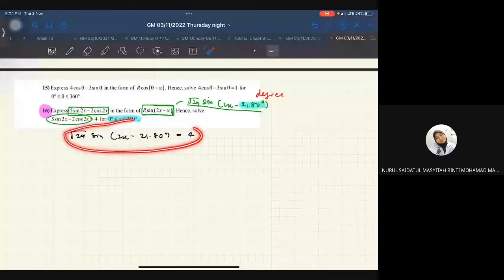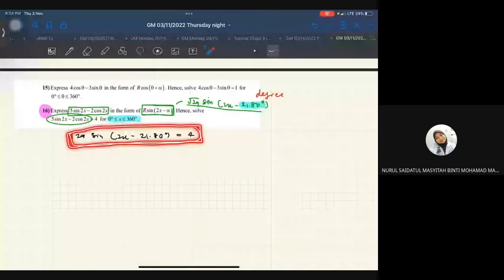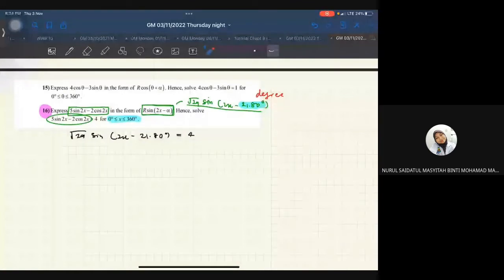This one pun mungkin awak tak ada masalah, tapi kalau ada masalah please let me know. Okay, so daripada sini you just need to use the LARCA punya steps for you to find the value of x. Okay, so guna je steps LARCA. So cari linear, lepas tu cari alpha, you find the range, you find the quadrant, and lastly you find the answer. Okay, so for this question, dia memang akan berubah sikit dia punya range. Range dia memang akan bertukar.